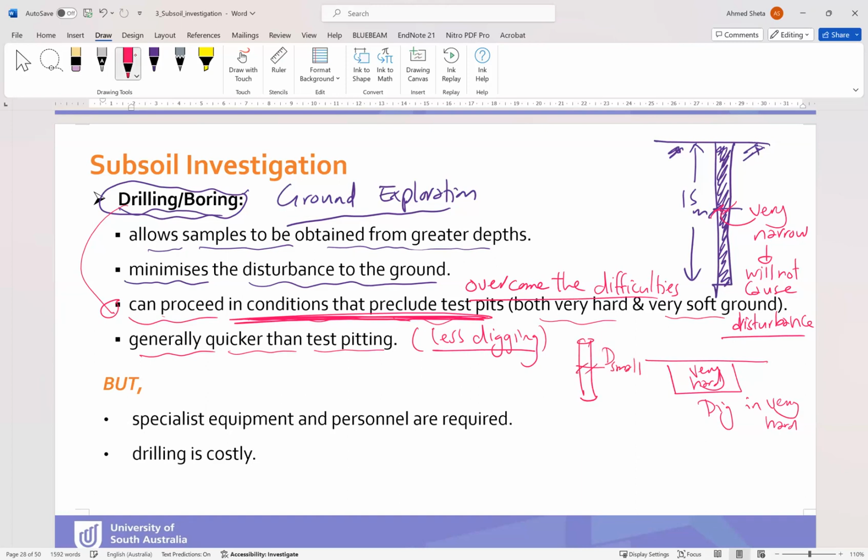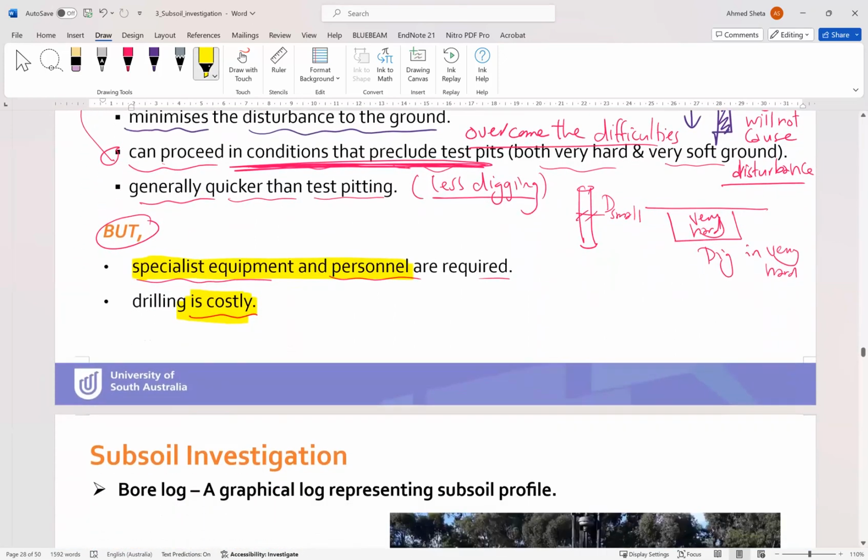Okay, but there is also some disadvantage of this method, which is that specialist equipment and personnel are required, which is very costly. So the only problem is the cost and the specialty required for equipment and personnel.